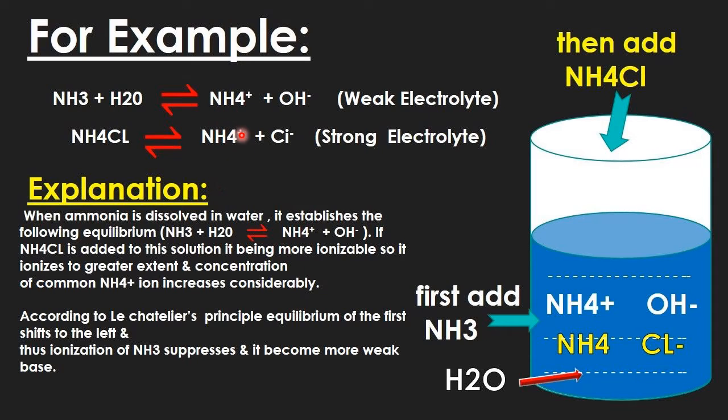What happens when ammonium ion becomes more? Equilibrium shifts, or the reaction shifts, towards the backward direction, the reverse reaction. When ammonia is dissolved in water, it establishes the following equilibrium. If ammonium chloride is added to this solution, being a more ionizable strong electrolyte, it ionizes to a greater extent, and the concentration of the common NH4+ ion increases considerably.